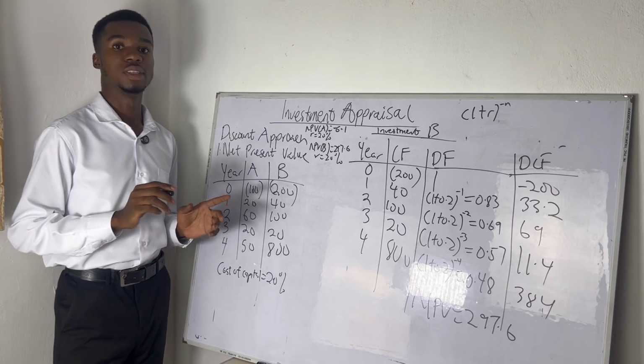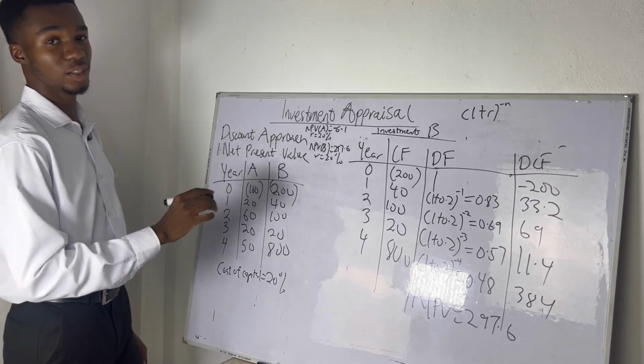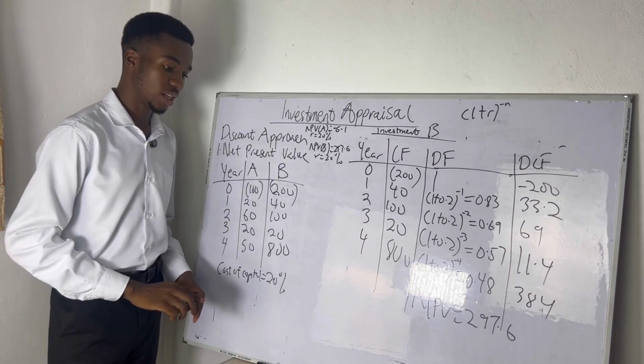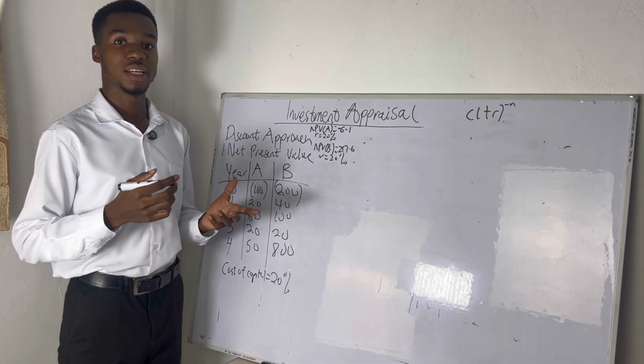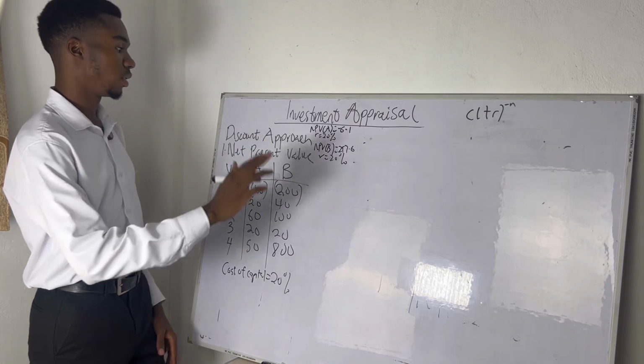So now we're done with the net present value. We are going to go to the internal rate of return. We are going to use the same values for the internal rate of return. So let me clean it and explain to you how the internal rate of return works. So now I'm going to move on to the internal rate of return, and I'll use the net present value to explain it.